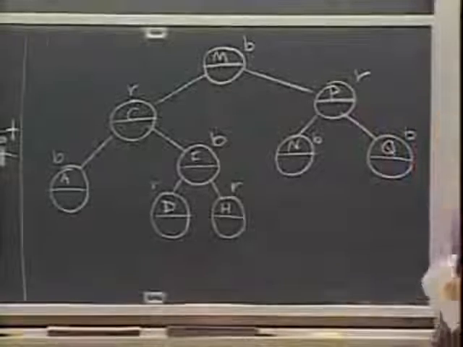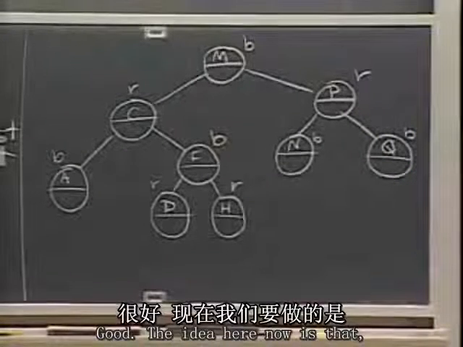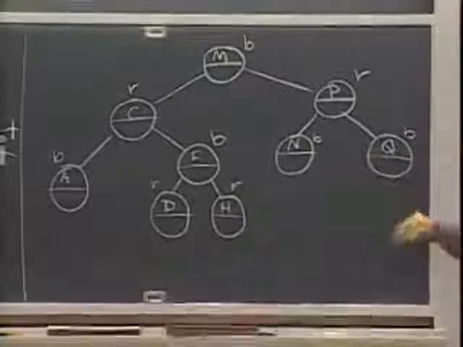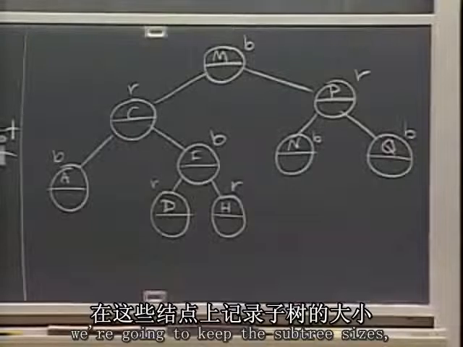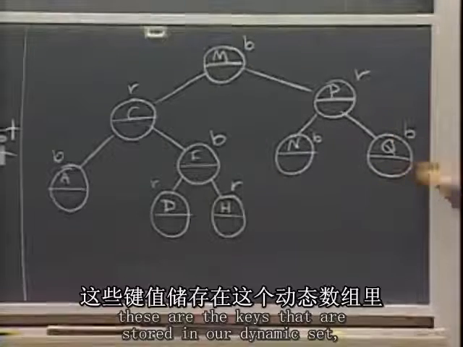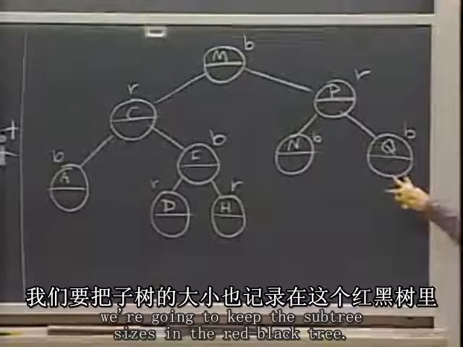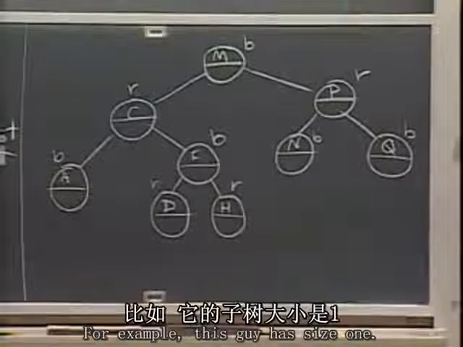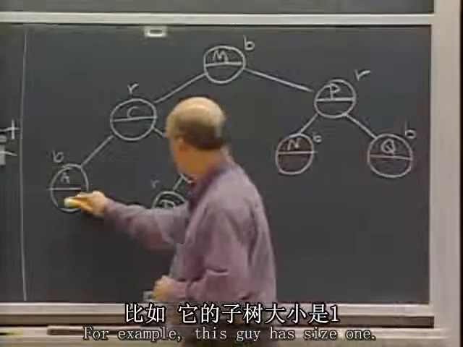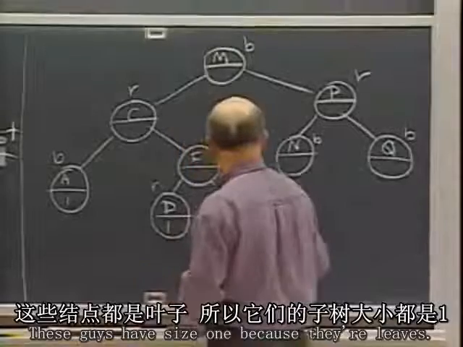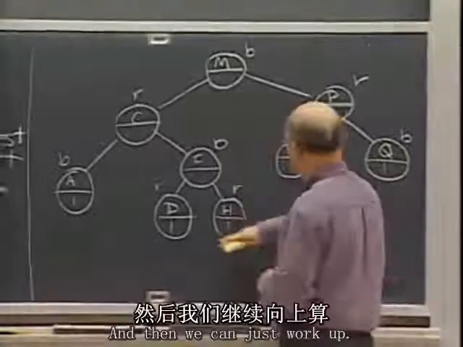So good. The idea here now is that we're going to keep the subtree sizes. These are the keys that are stored in our dynamic set. We're going to keep the subtree sizes in the red-black tree, so that, for example, this guy has size 1. These guys have size 1 because they're leaves. And then we can just work up.